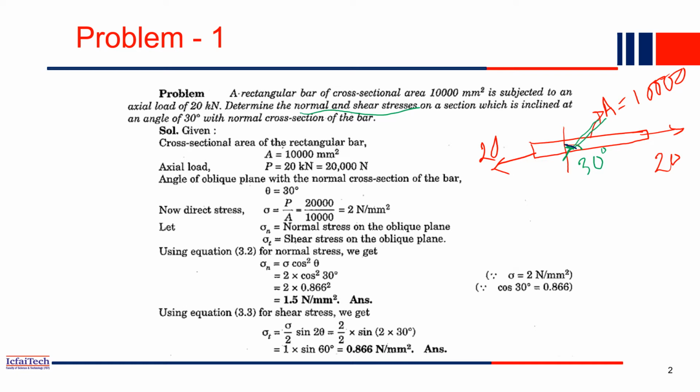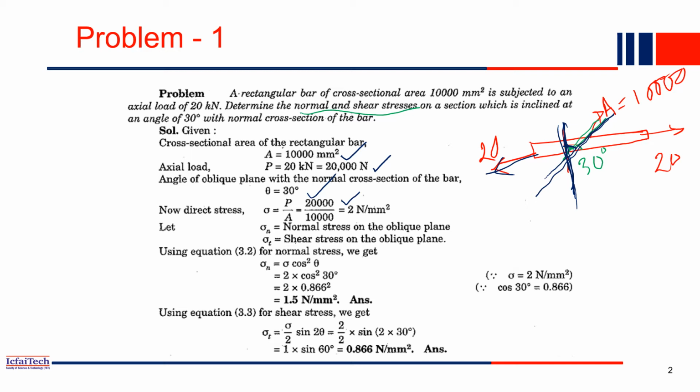That is the question. The cross-sectional area A is given to you: 10,000 millimeter square. The axial load P is given as 20 kilonewton, which we convert into Newton. This angle is given to you as 30 degrees. Then what is the direct stress on this plane? It will be force divided by cross-sectional area. So I am talking about the normal stress in this section. But the question says you have to find the normal and shear stress in this inclined section. Let's first find the direct stress in the vertical section. Then we'll transfer it to the oblique plane.